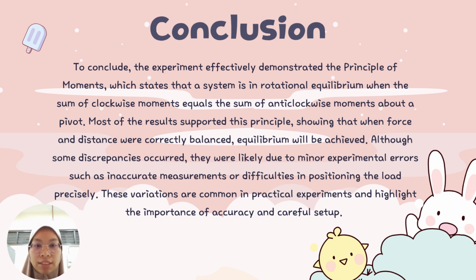To conclude, the experiment effectively demonstrates the principle of moment, which states that a system is in rotational equilibrium when the sum of clockwise moments equals the sum of anticlockwise moments about a pivot. Most of the results supported this principle, showing that when force and distance were correctly balanced, equilibrium was achieved. Although some discrepancies occurred, they were likely due to minor experimental errors such as inaccurate measurements or difficulties in positioning the load precisely. These variations are common in practical experiments and highlight the importance of accuracy and careful setup.